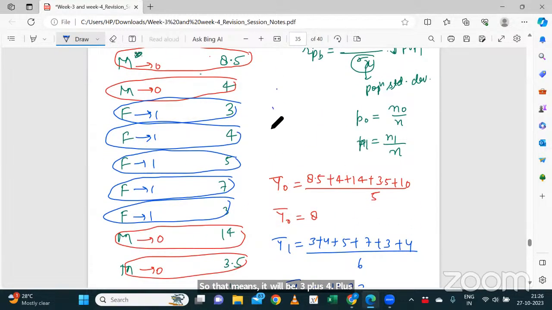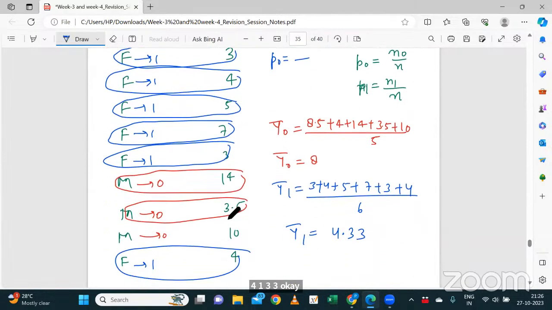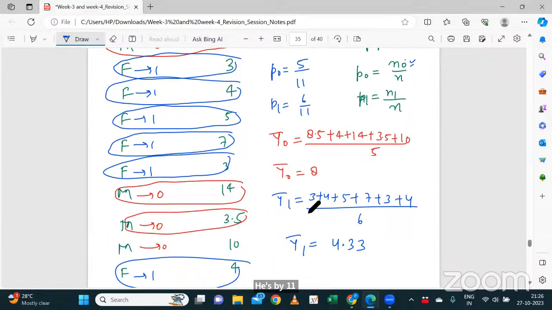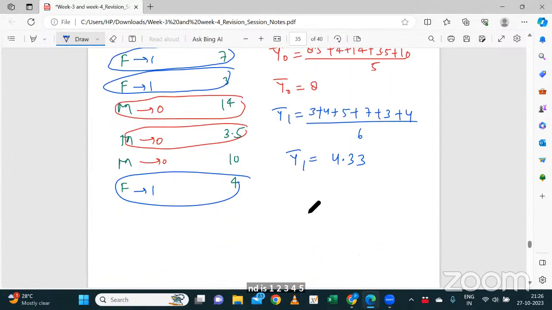Now, we have to find out what P naught is. P naught means the proportion of males, right? So what is the total N? Total N is 1, 2, 3, 4, 5, 6, 11. N naught means the number of males, so it will be 5, so P naught is 5 by 11. And P1 is the rest, 6 by 11, right?